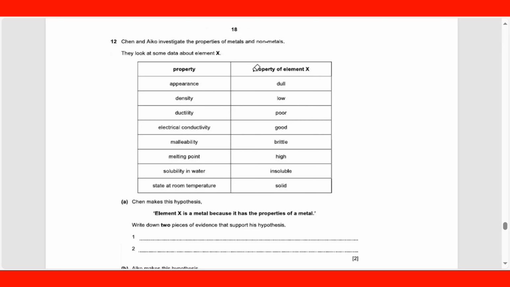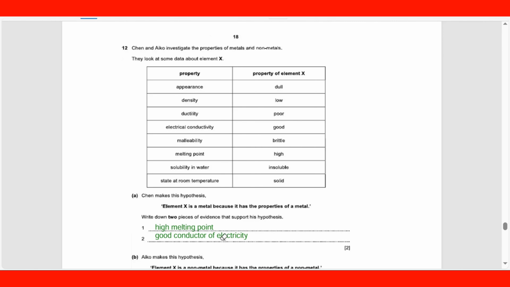state at room temperature. The properties of element X are given here. Chan makes this hypothesis: element X is a metal because it has the properties of metal. Write down 2 pieces of evidence that support his hypothesis. Okay, let's check out the answer, guys. If you need some more time to analyze, you may pause this video. So it's high melting point and good conductor of electricity. Those are properties of metal.